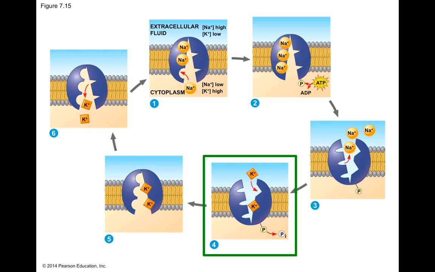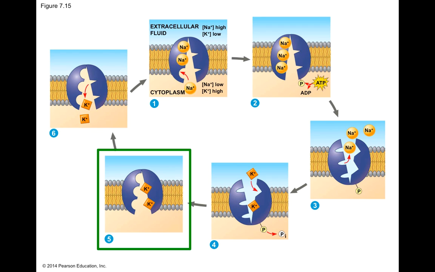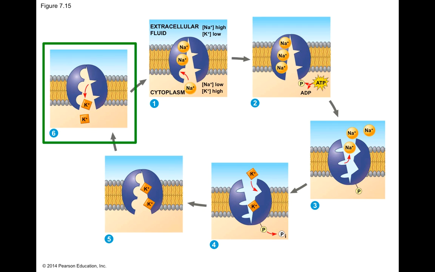Now in this position, the protein has a high affinity for potassium ions, and they will enter the protein and bind to the 2 sites that are available to them. This triggers the release of the phosphate group, and without the phosphate, the protein will go back to its original conformation, which is to face the inside of the cell. The protein loses its affinity for potassium, and they're released into the cell against their concentration gradient, and the pump is ready to start the cycle over again.